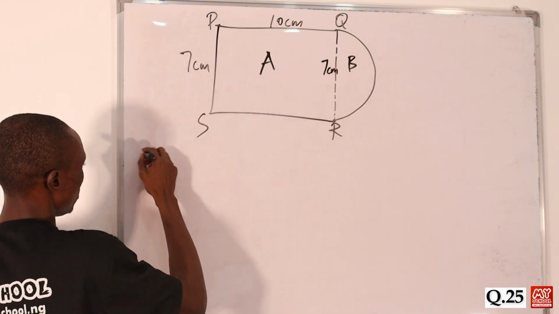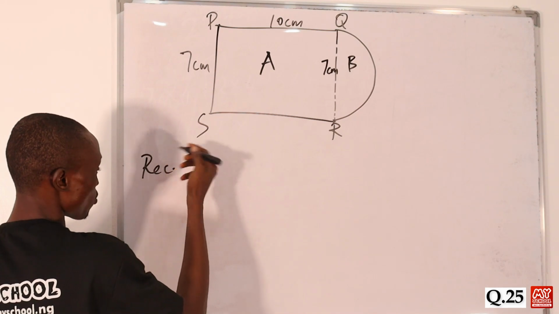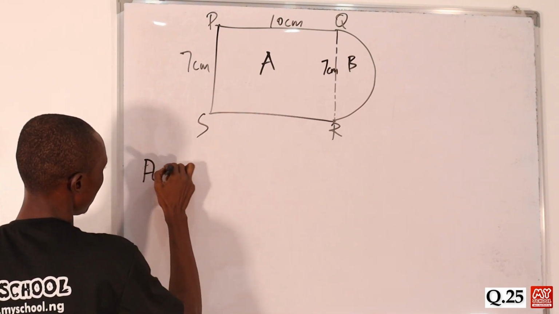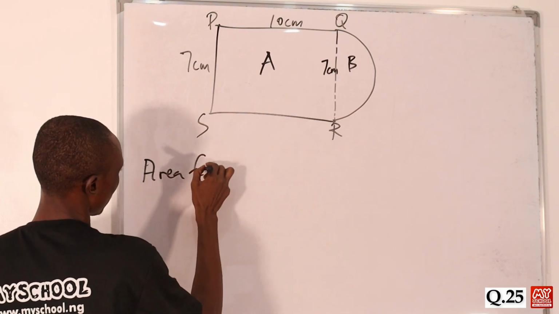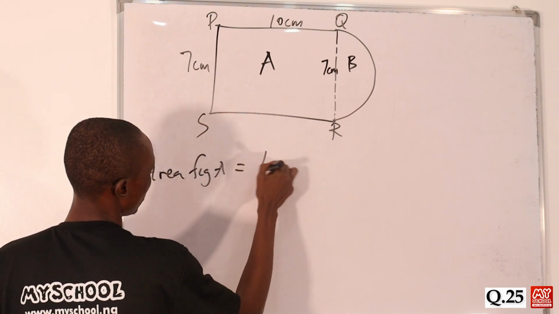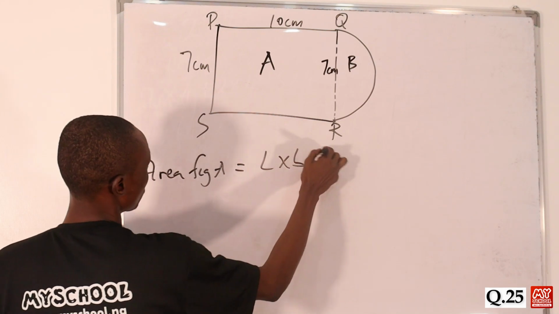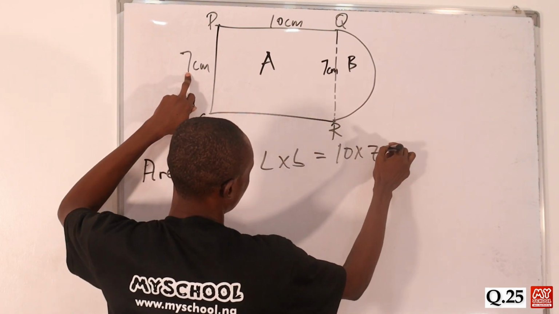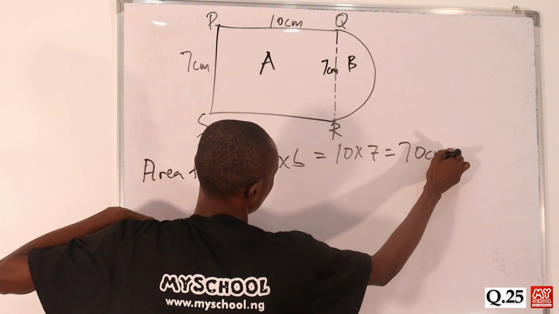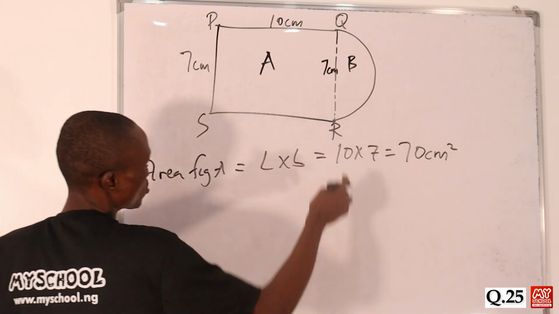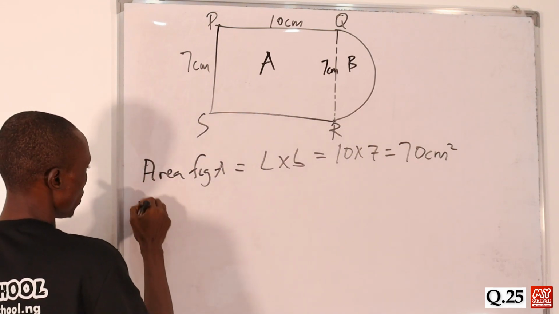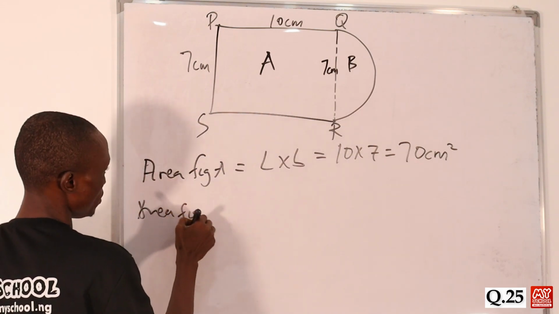So let's calculate for the area of the rectangle, which is area of figure A, okay? Let's call it figure A. So area of figure A, so that will be equal to length times base, right? So here will be 10 times 7, and that will be equal to 70 centimeter square, okay? So let's calculate for the area of the semicircle, which is area of figure B, right?